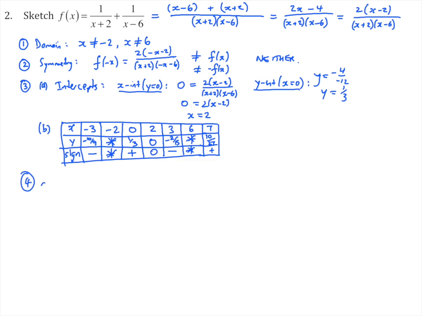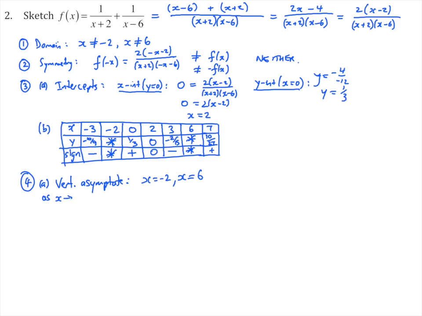Let's now do our vertical asymptote. Set the denominator equal to 0. We can see the vertical asymptotes are at -2 and +6, and you don't get -2 or +6 as answers in the top. So here's my vertical asymptote.